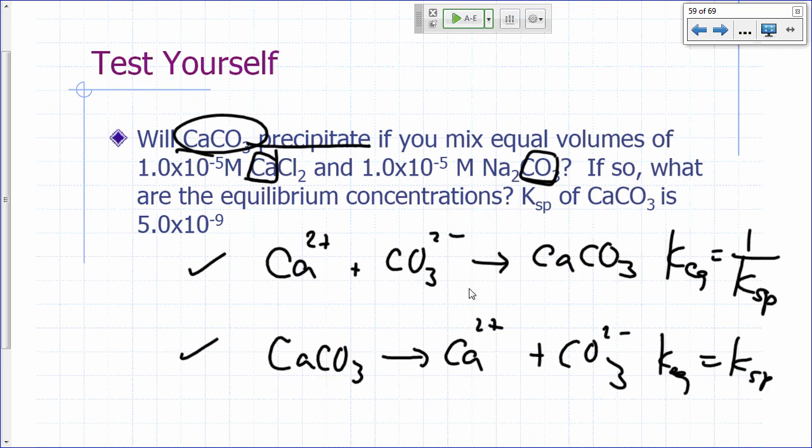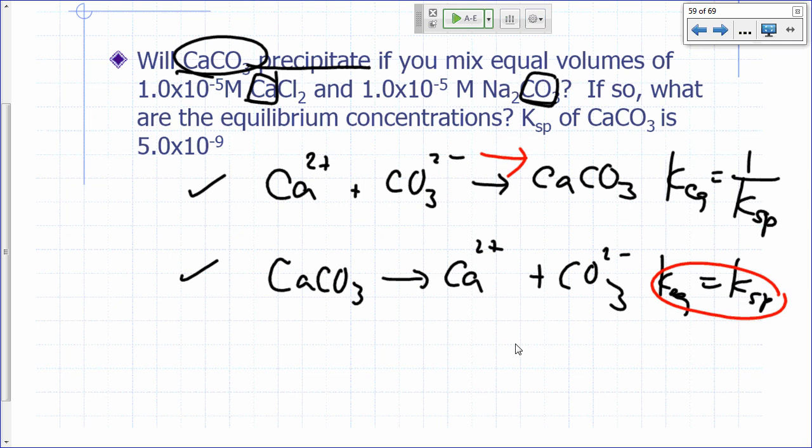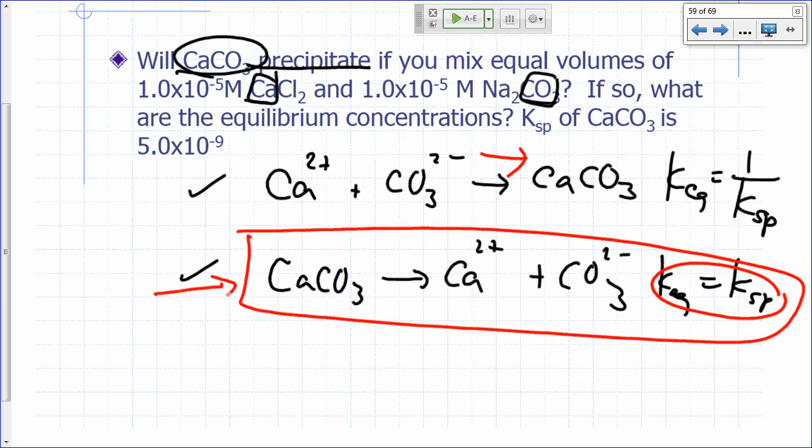Since your KSP is very small, it would mean the KEQ for the precipitation would be very large. Okay, so let's work this problem out using the traditional way it's done in textbooks. Let's use this one right here.